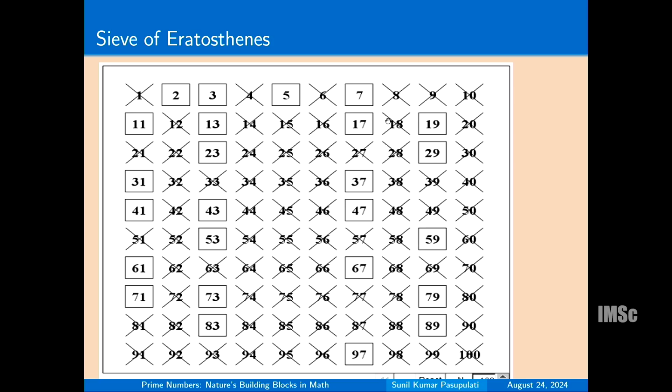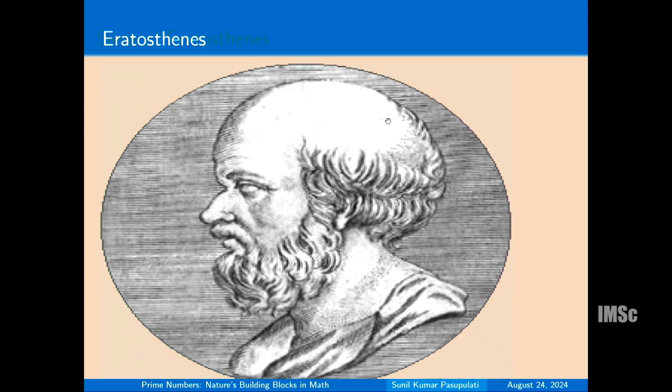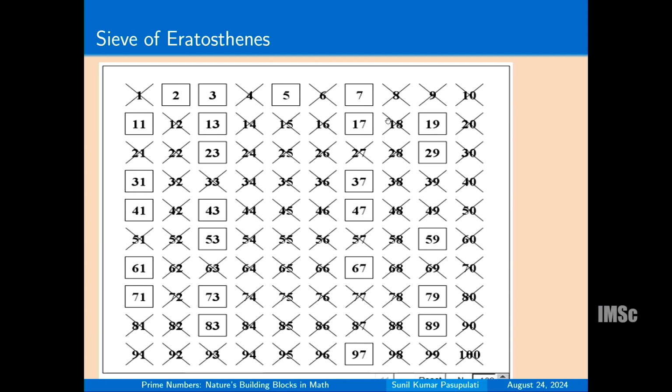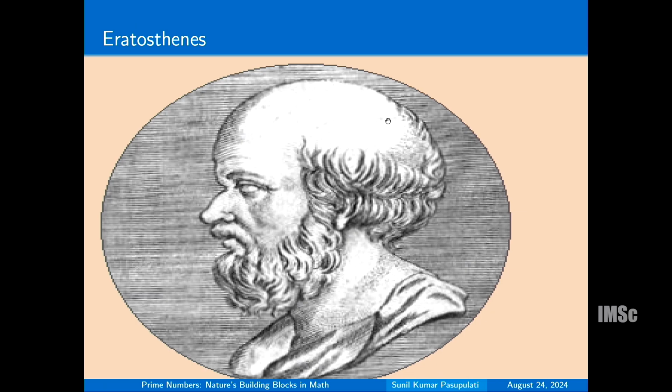So I have taken 2. I marked out all the even numbers, and then go to 3. 3 will remain as it is, and now mark out all the multiples of 3. That way you can decide these are the only ones which will not be marked out. And Eratosthenes, yeah, he is a Greek mathematician.